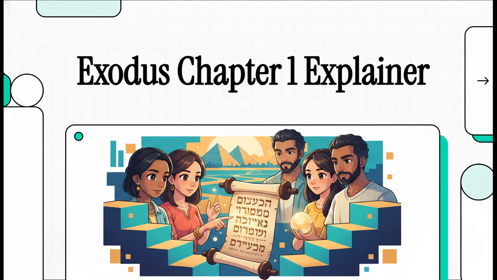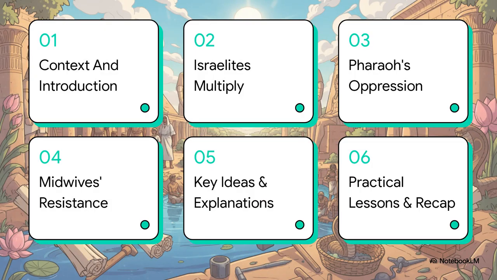Today we explain Exodus chapter 1 in a clear and simple way, step by step. In this explainer, we're going to take a deliberate step-by-step walk through the original Hebrew text. We'll be looking at the context, how the Israelites multiplied, Pharaoh's harsh oppression, the brave resistance of the midwives, some key ideas, and finally, practical lessons to take away.